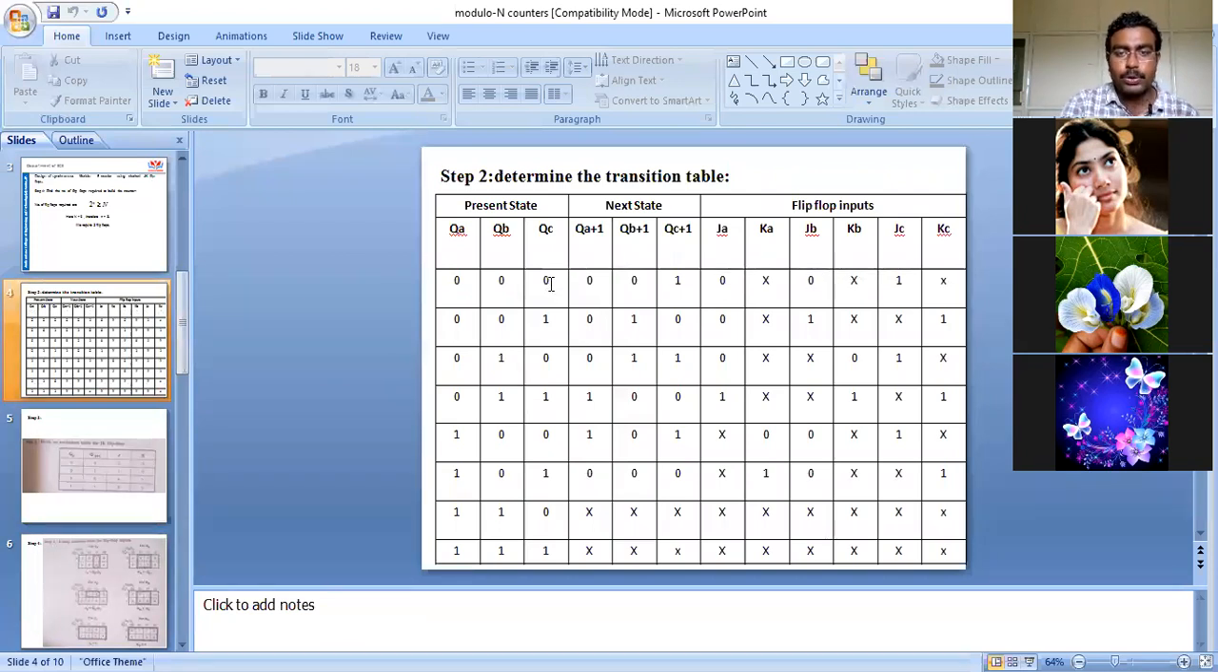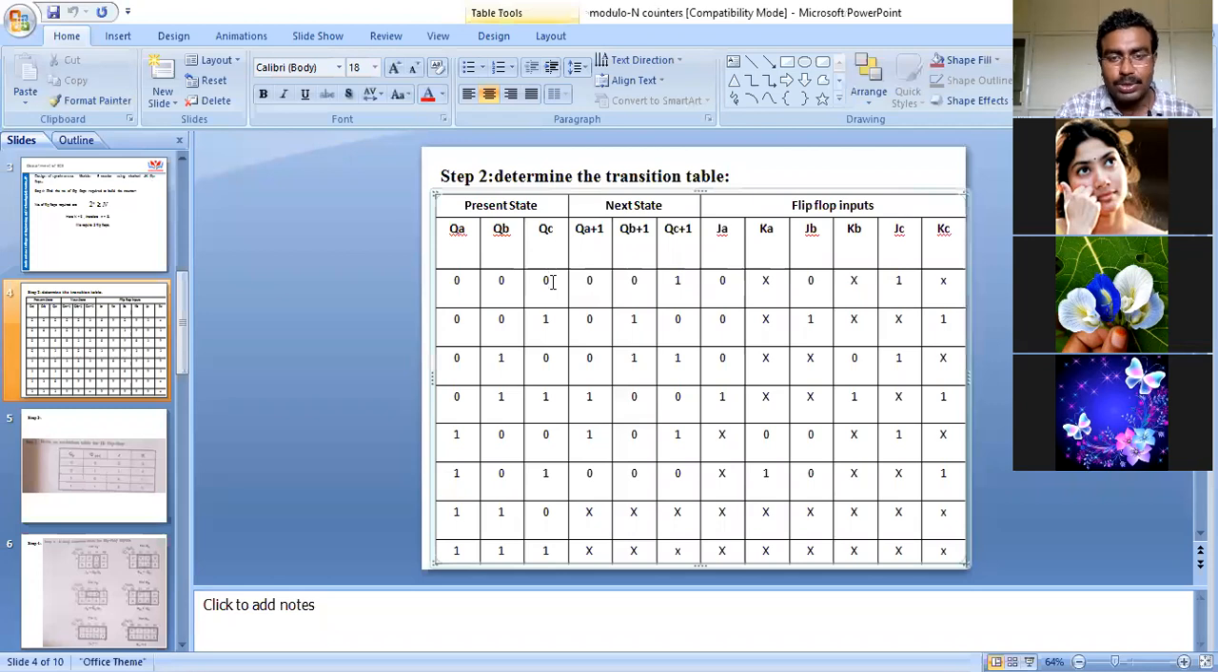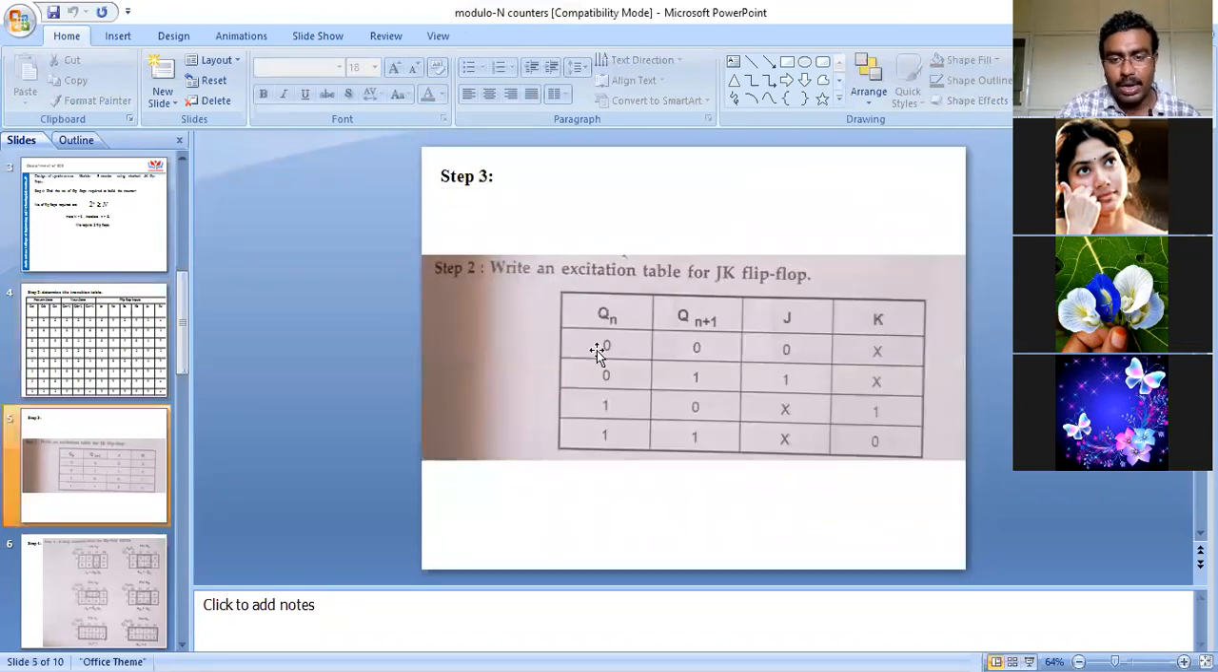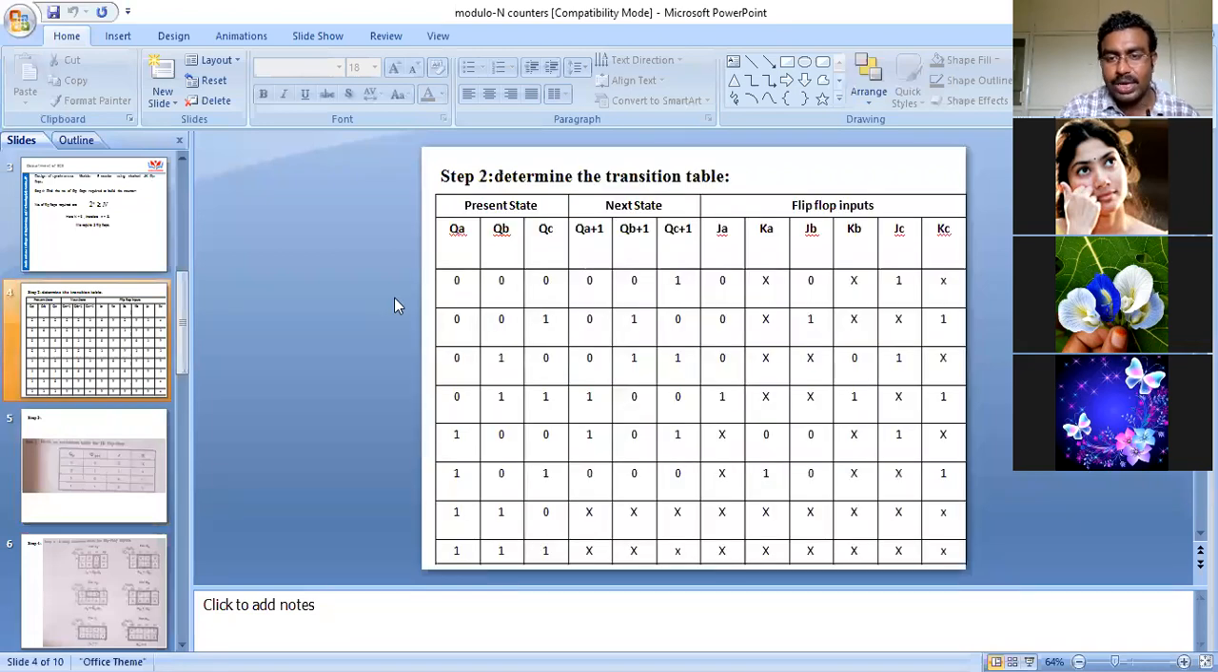Now go for the QC and QC plus 1 values. QC is 0 and QC plus 1 is 1. For 0, 1, the excitation values are 1 and don't care. So under JC, KC, you fill 1, don't care.